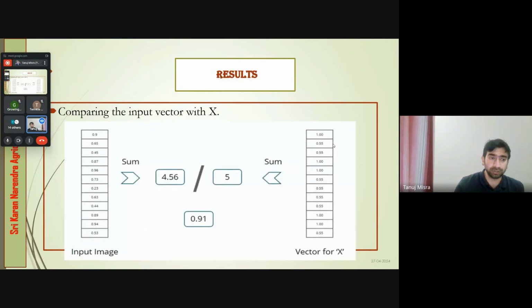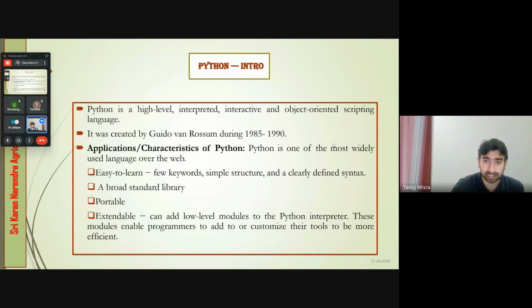So now I am coming to the details. Here I am briefing you on the language, that is Python. Okay, I'm not going into the details of Python.